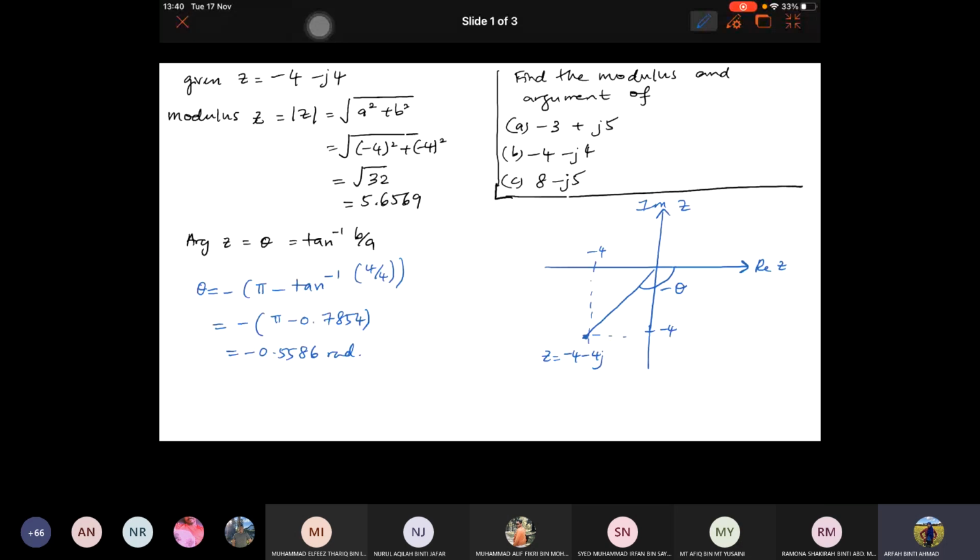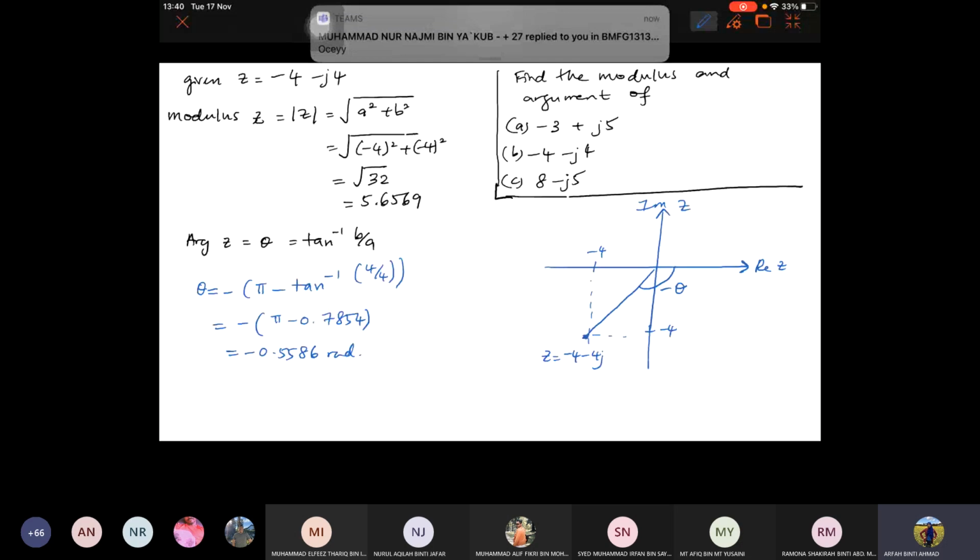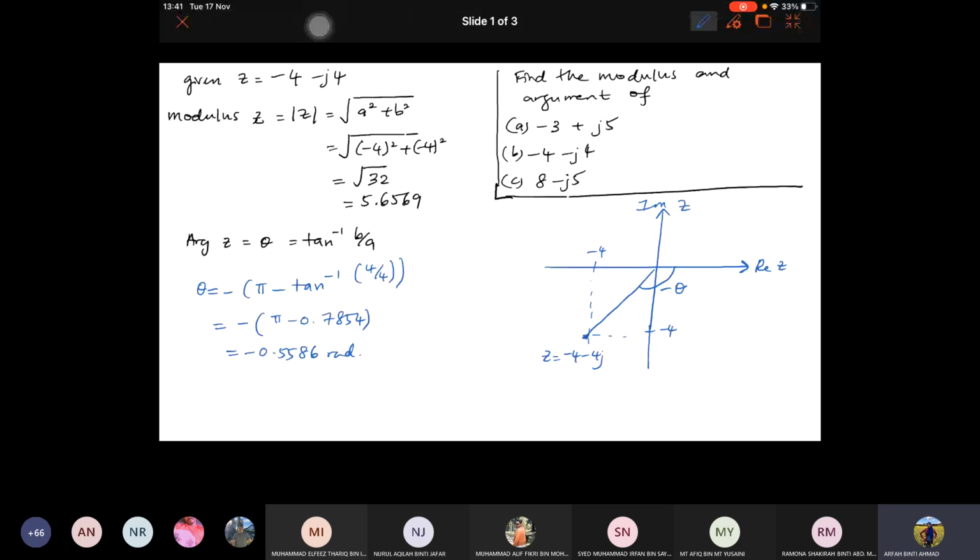So any question so far? Those who have finished, you can try this, the last one. 8 tolak J5. Tambah pi per 2. 7/4 pi. So kena tahu location and then yang graph tu awak boleh refer dekat slide saya yang sebelum ni, yang modulus and argument. Okay. So you may try the last one. Kita ada 8 tolak J5. So berapa awak dapat for this one?